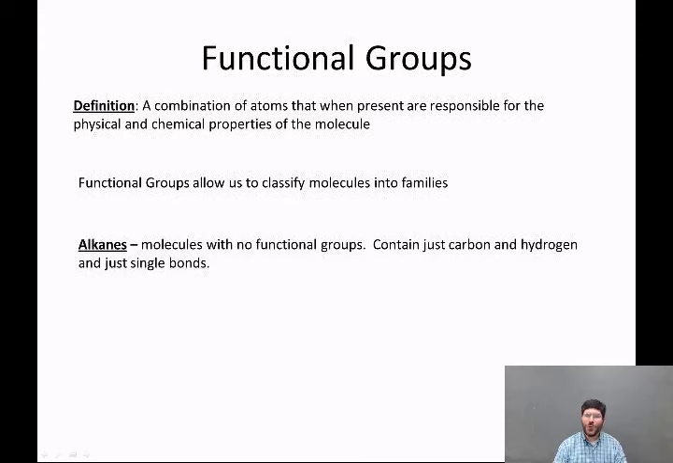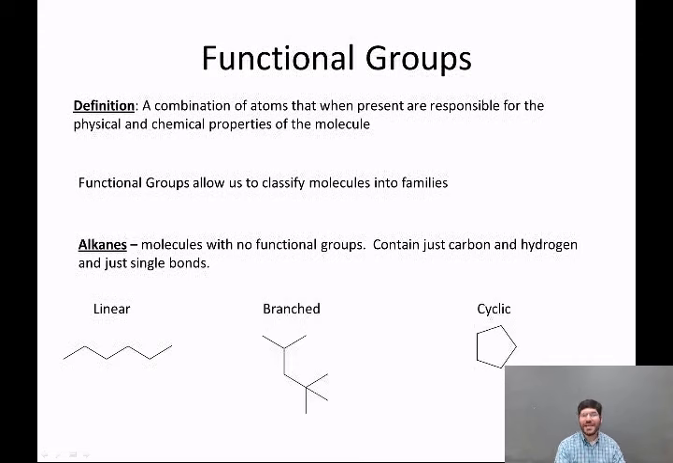We will start our tour of the functional groups actually with molecules that do not contain any functional groups at all. These molecules are called alkanes. When I say they contain no functional groups, what that means is that they just contain the elements carbon and hydrogen, and all of the bonds are single bonds. Alkanes can be further subclassified into three categories. They could be thought of as linear, branched, or cyclic.